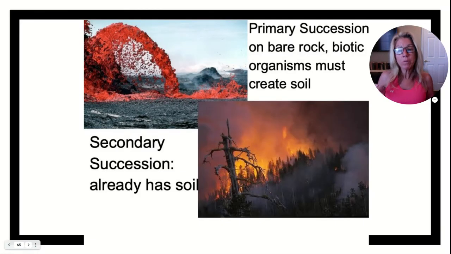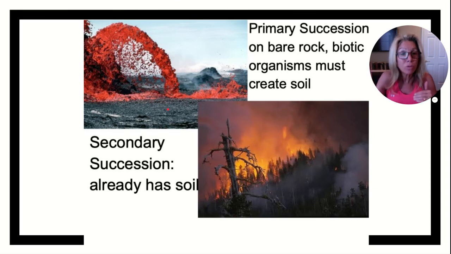When we talk about succession on land, we have primary and secondary succession. In primary succession, you are starting on bare rock. The disturbance could be a volcano erupting, killing that life off, and now you have bare rock. In secondary succession, you already have soil, right? Because in primary succession, there is no soil; it has to get generated.